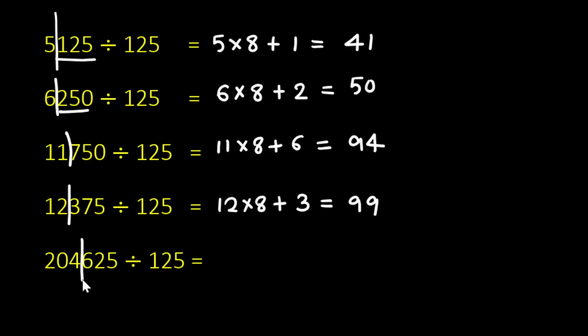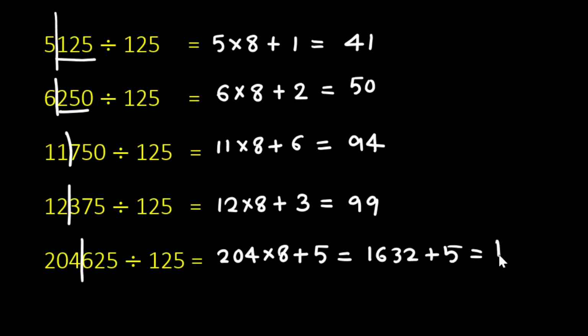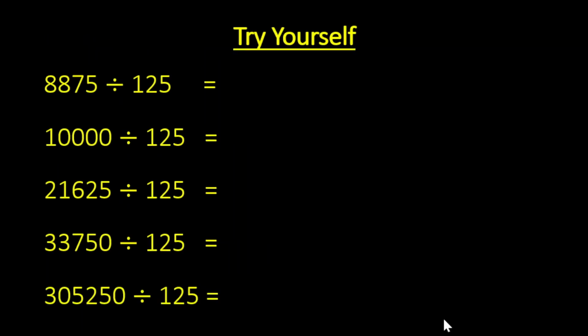And separate the thousands here, 204 thousands, that is 204 into 8 plus, in 625 we have 5 125s. So 204 into 8 will be 1632 plus 5, that will be 1637. That is the answer. In this case, the number is divisible by 125.